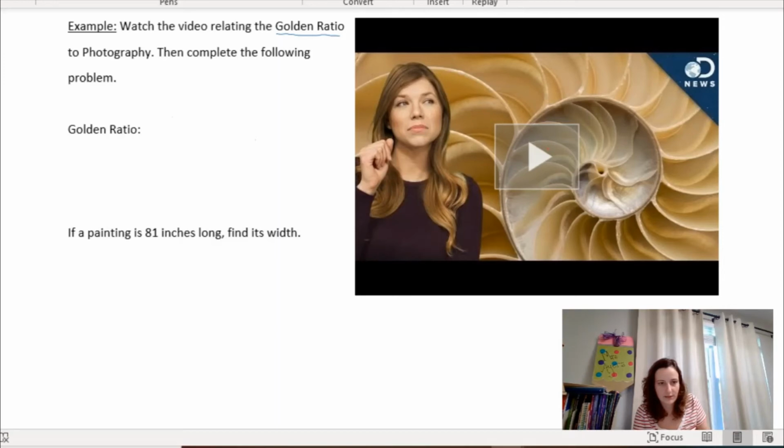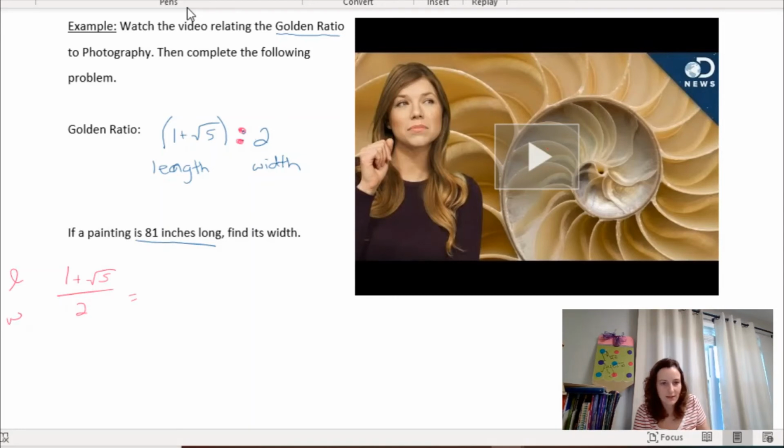And so the golden ratio is 1 plus the square root of 5 to 2. And in terms of photography, this is your length compared to your width. So then I'm going to ask you, if a painting is 81 inches long, let's find the width. Remember, I gave you a ratio using ratio notation, but we can also write a ratio as a fraction. So let's write 1 plus the square root of 5 over 2, where the length is in the numerator and the width in the denominator.